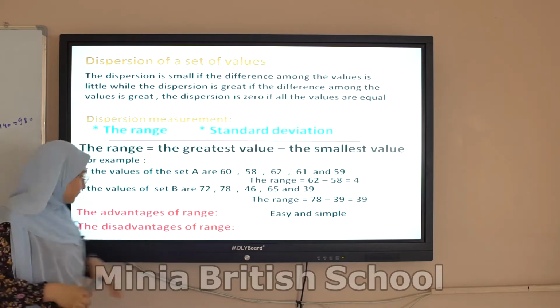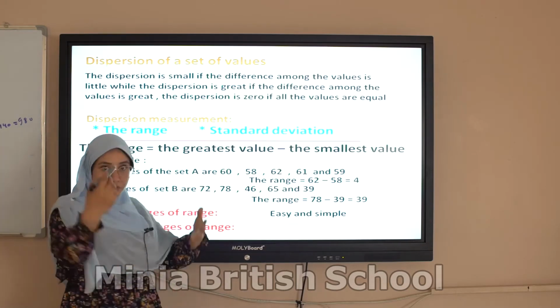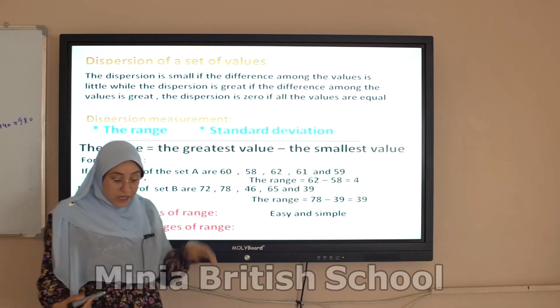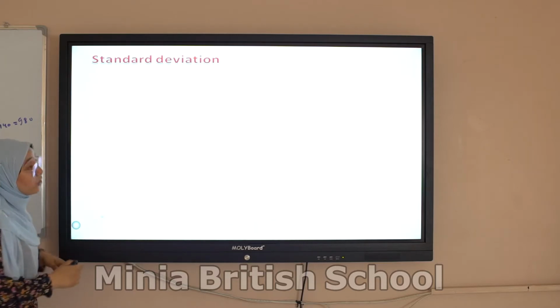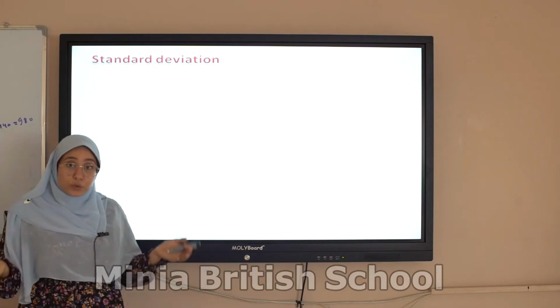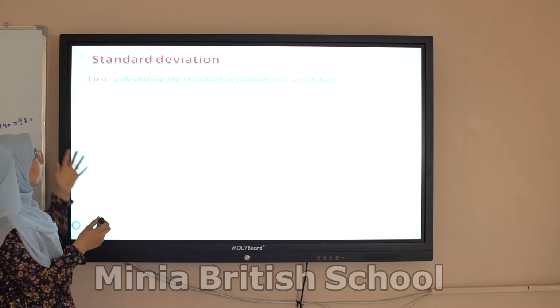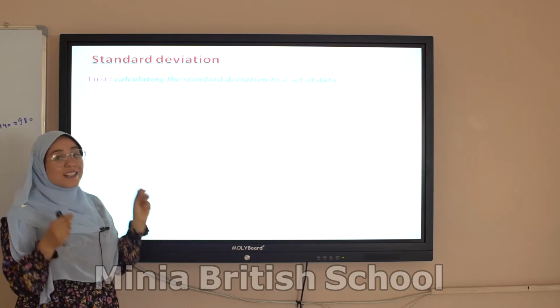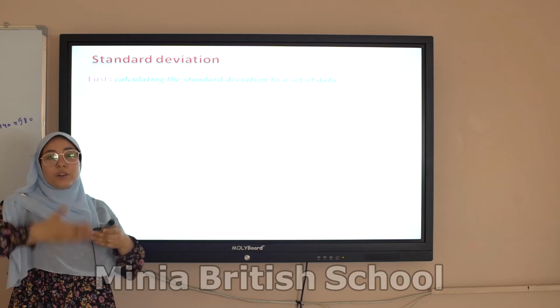Okay, so I have another measurement, standard deviation. So what is the meaning of the standard deviation? I have to calculate the standard deviation of the two other sets. The first, calculate the standard deviation of a set of data. Here, the data must be individual values.